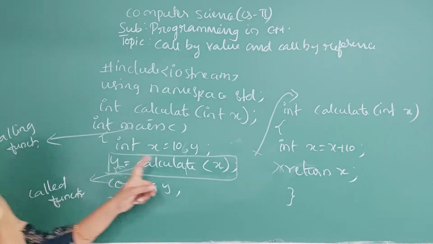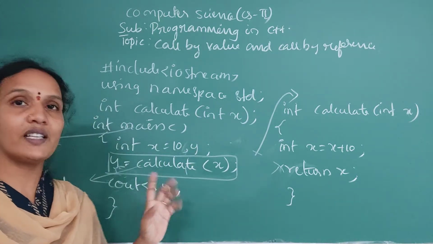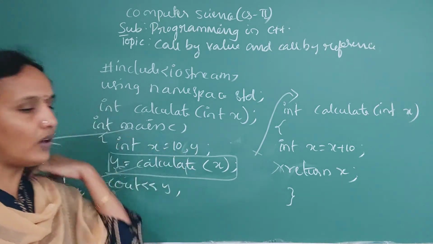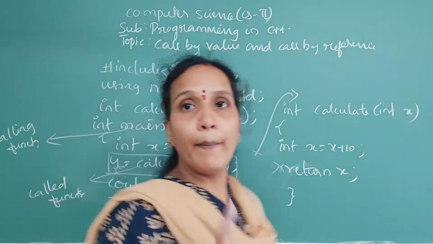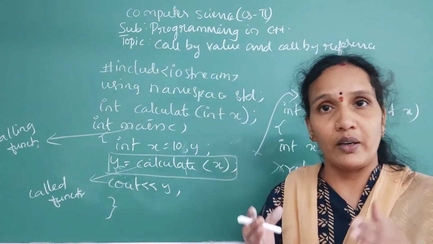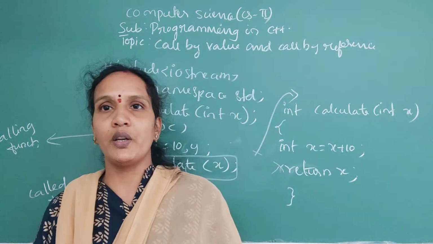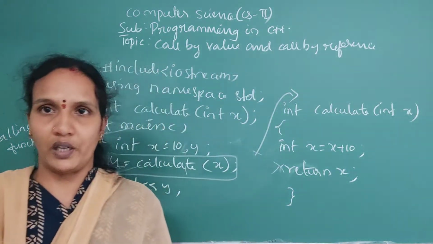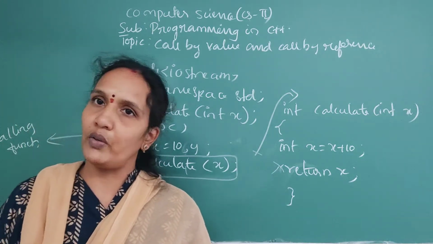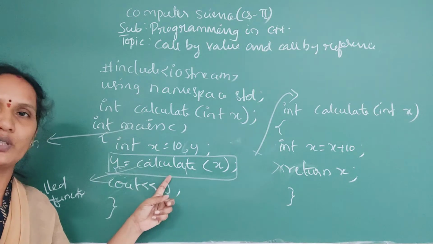Main function is calling the user-defined function. So this is called a calling function, and this is called a called function. Always remember one point: the main function will call the user-defined function. A user-defined function cannot execute independently. When the user-defined function will be executed? When the main function calls it, at that time only the user-defined function will be executed.